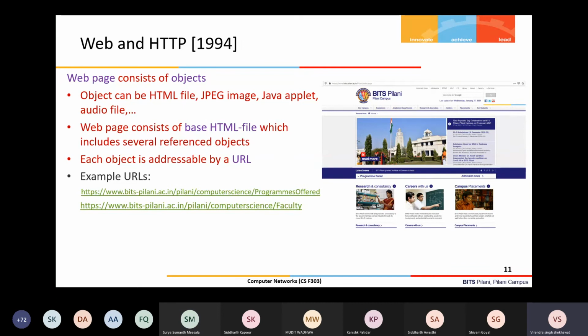Meaning, with respect to the difference between TCP and UDP with respect to this application, first we'll just look at this application. So this is our first application, the web application, www, that we say World Wide Web. This application came in 1994, first time, and HTTP is the protocol, Hypertext Transfer Protocol, right?